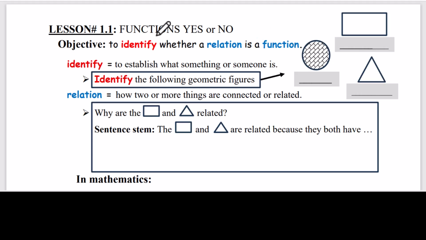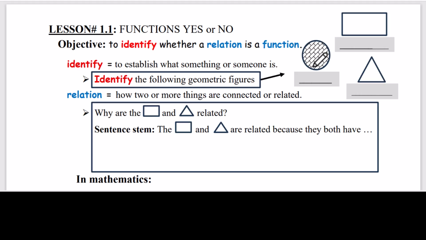So what does it mean by the word identify? Identify means to look at something and establish what something or someone is. So for example, here I have some geometric figures. Let's say I ask you to identify the following geometric figures. What am I asking you to do? I'm asking you to look at them and tell me what their names are, or what is their identification.